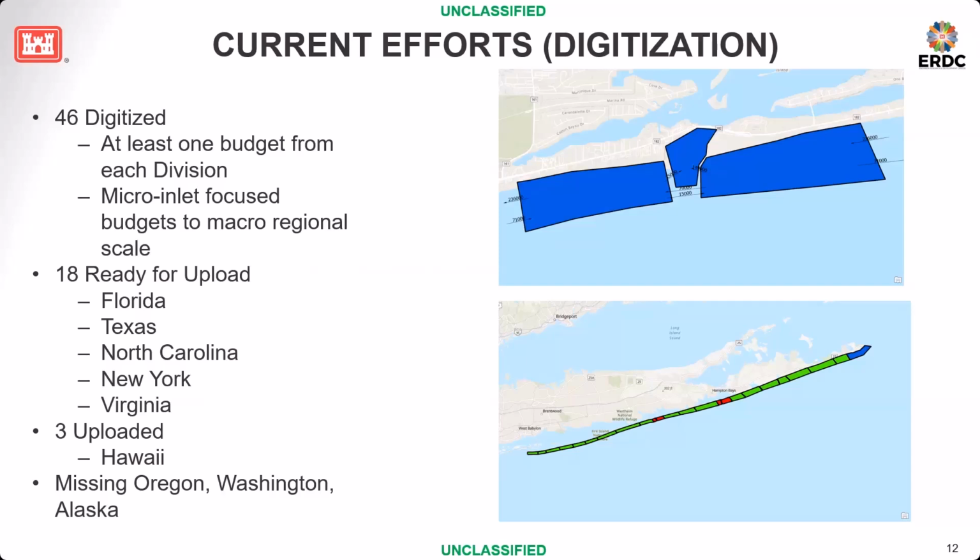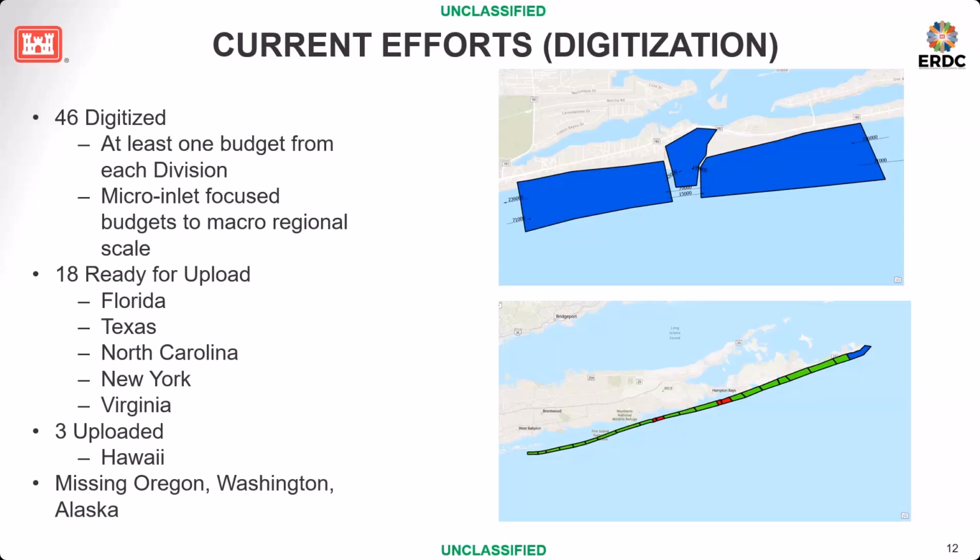Hawaii was very gracious to pass us the data. So that's a quick, easy upload, but some we weren't able to. As I said, I made that 10, 15 years ago. I have no idea where it is. It's been deleted. So we went in, we digitized them. So we've digitized 46 so far. We have one budget from each division. I'll say that. I won't say each district because we're not quite there yet. We have them ranging from small micro budgets, just looking at a specific inlet, to entire regions.